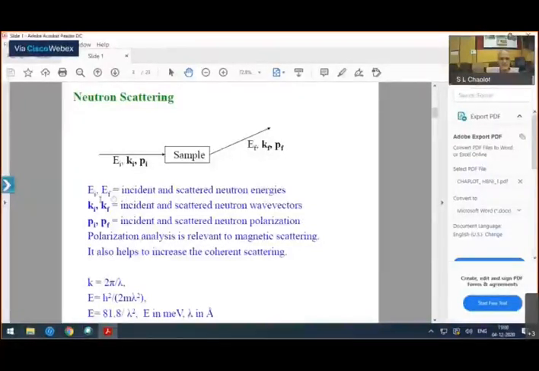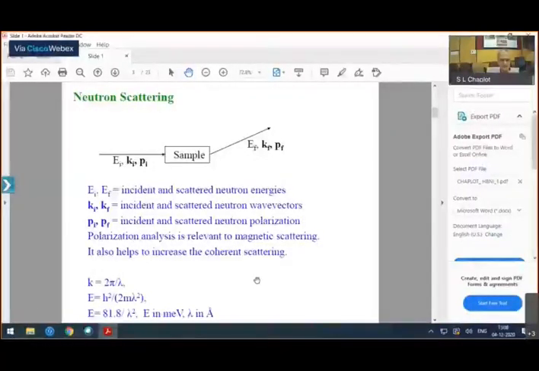They are EI and EF, these are incident and scattered neutron energies. KI and KF are incident and scattered neutron wave vectors. What I mean by wave vector is essentially a vector in the direction of the neutron beam, and the magnitude of the wave vector is 2 pi by lambda, lambda being the wavelength. And PI and PF are the incident and scattered neutron polarization. As you know, neutrons have the spin. And the polarization analysis is particularly relevant for magnetic scattering or the magnetic structure.